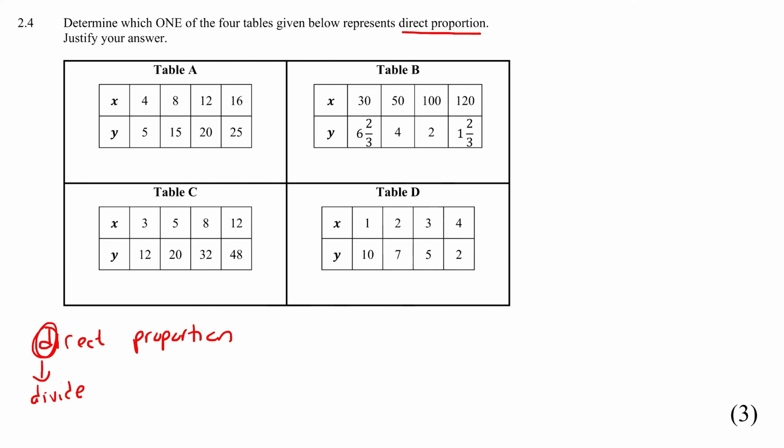So, for example, if I show you this one, what is 12 divided by 3? That'll be 4. What is 20 divided by 5? 4. What is 32 divided by 8? 4. What is 48 divided by 12? 4.